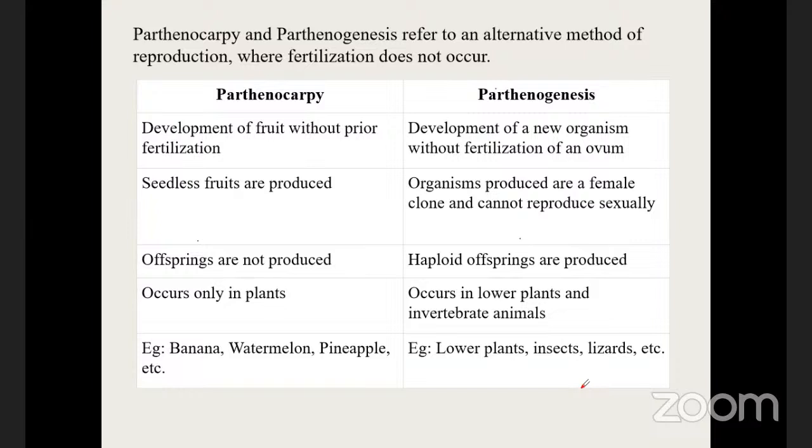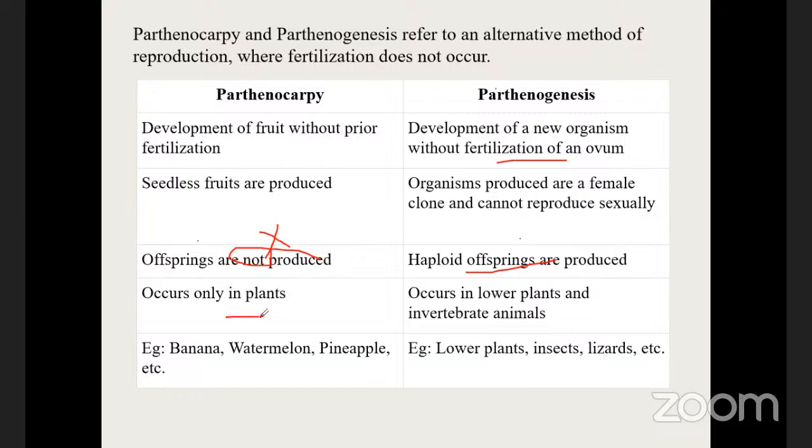What is the difference between parthenocarpy and parthenogenesis? Parthenocarpy is development of fruit without fertilization. Parthenogenesis is development of a new organism without fertilization. In parthenocarpy, seedless fruits are produced. In parthenogenesis, new organisms are produced, female clones that cannot reproduce sexually. Offsprings are not produced in parthenocarpy, while haploid offsprings form in parthenogenesis. Why are offsprings not formed in parthenocarpy? Because it is seedless, there are no seeds.